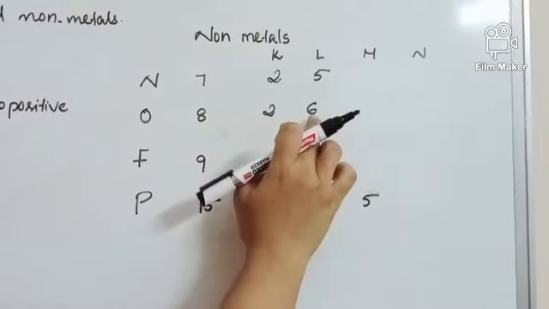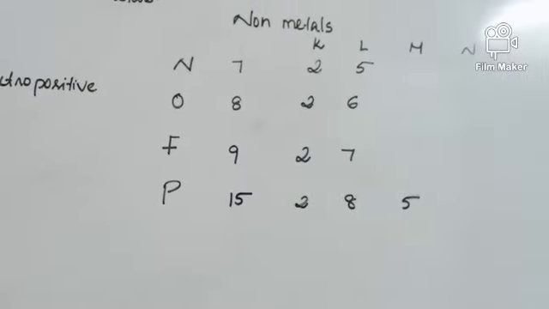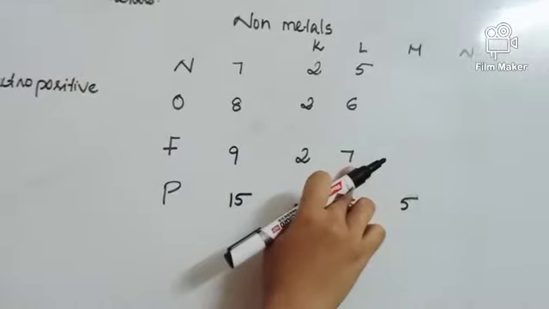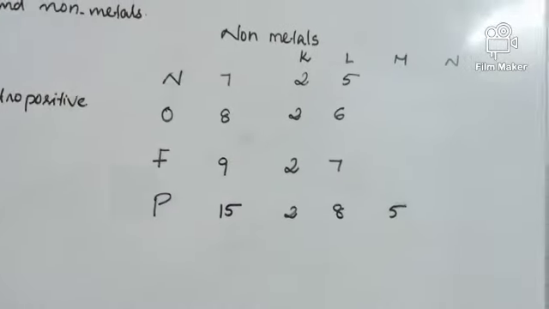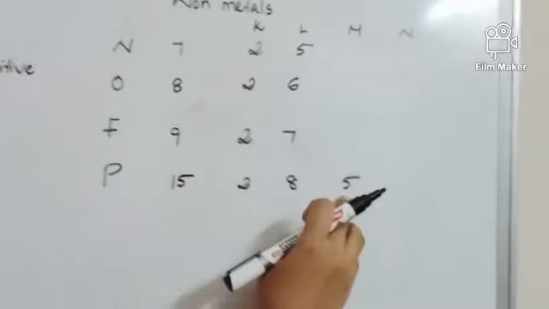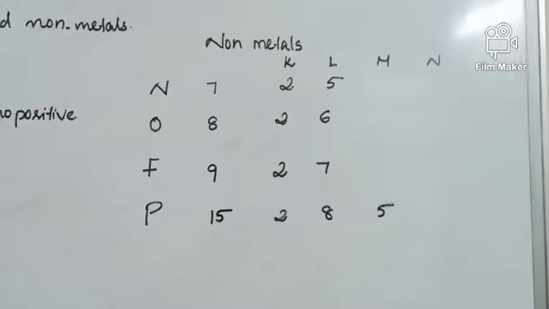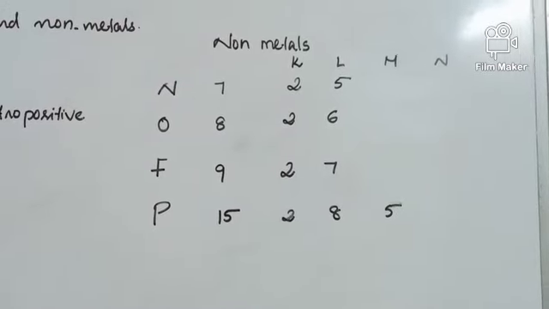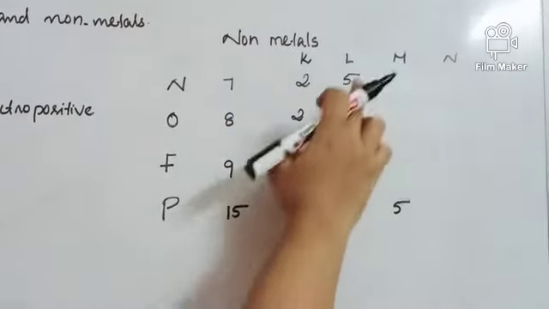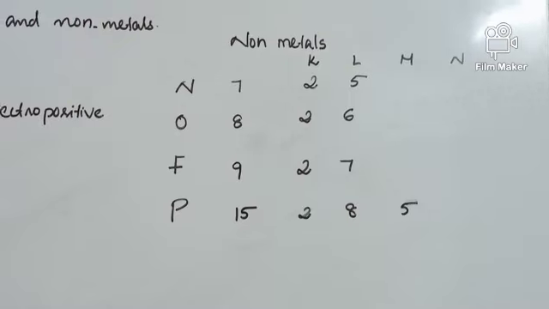Now oxygen also has 6 electrons in the outermost shell, so it will gain 2 electrons and attain octet. Fluorine has 7 outermost electrons. It will gain 1 electron and attain stability. And phosphorus has 5 electrons in the outermost shell, similar to nitrogen. It will also gain 3 electrons and attain stability. So in the case of non-metals, the non-metals have the tendency to gain electron and attain stability.